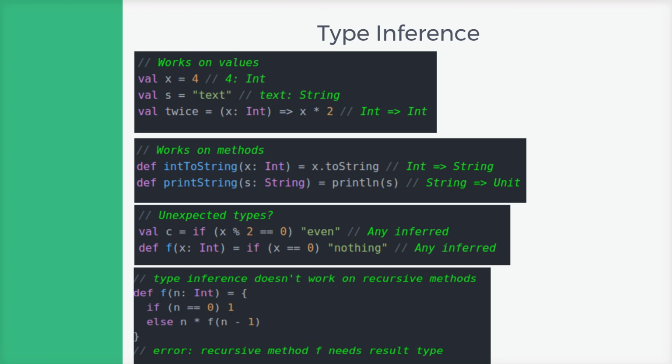And also, type inference doesn't always work. In the case of recursive methods, you are required to specify the return value, the expected type that the function is going to return. So you have to be aware of this.